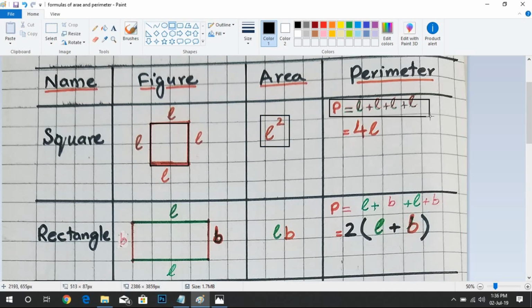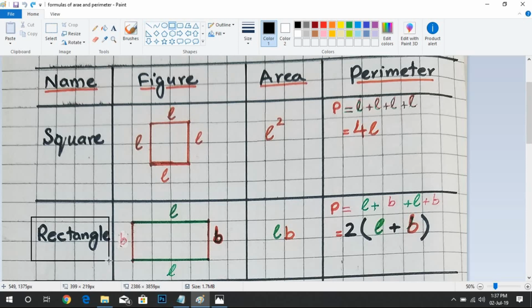Now the perimeter of a square is equal to length plus length plus length plus length, 4 length. Perimeter, by the definition, is the boundary of the plane figure. It is the total boundary length of a closed figure. So we can say that P is equal to L plus L plus L plus L, 4L. Perimeter of a square is equal to 4L.